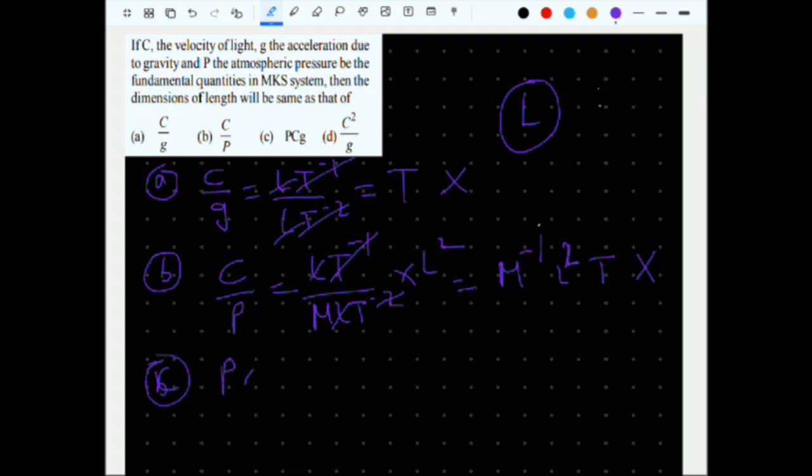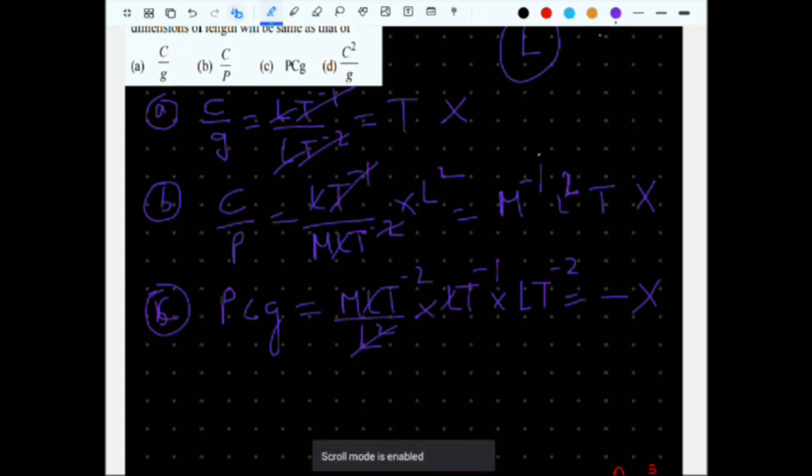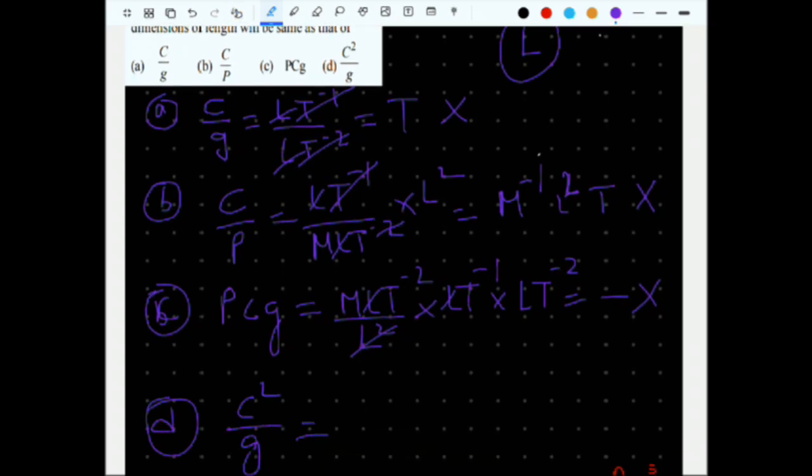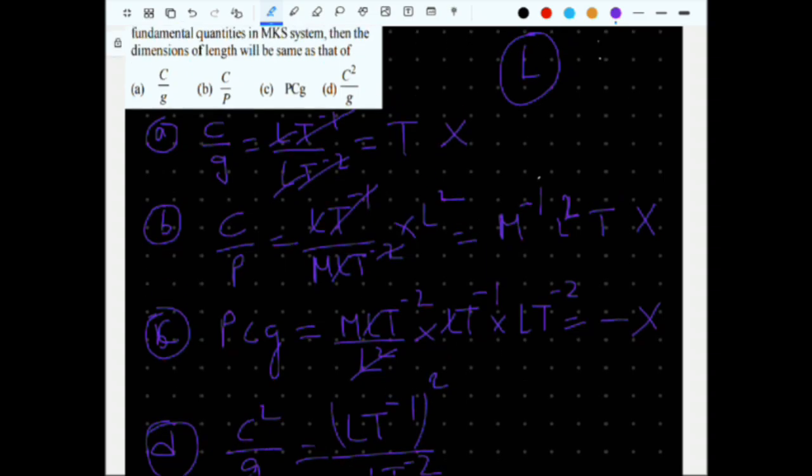So we are going to check C, which is PCG, which is MLT minus 2 by L square, into LT minus 1, into LT minus 2. We can clearly see that it is also not going to be equal to L. Then we move forward to option number D, which is C square upon G. This will be the correct option. LT minus 1 whole square by LT minus 2.